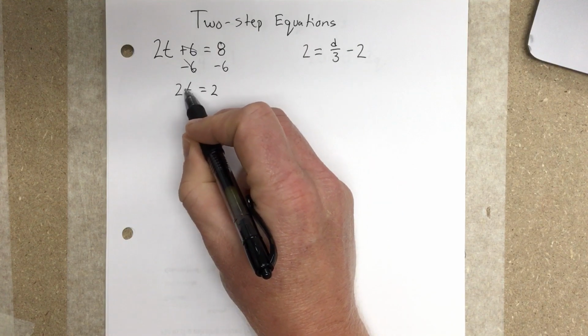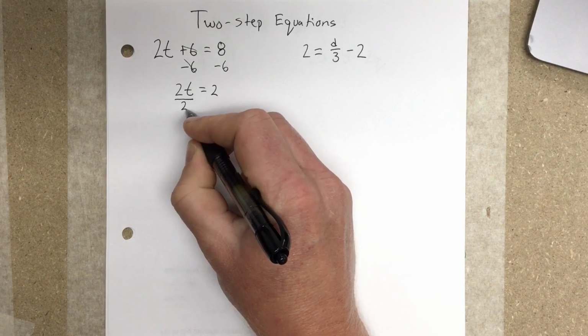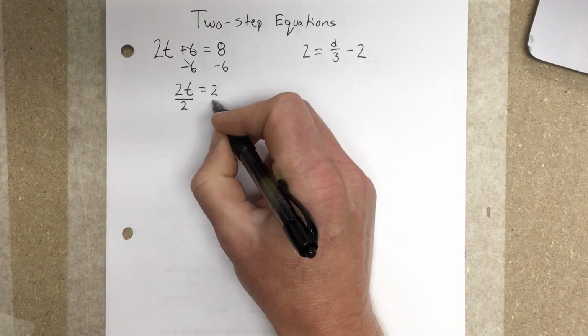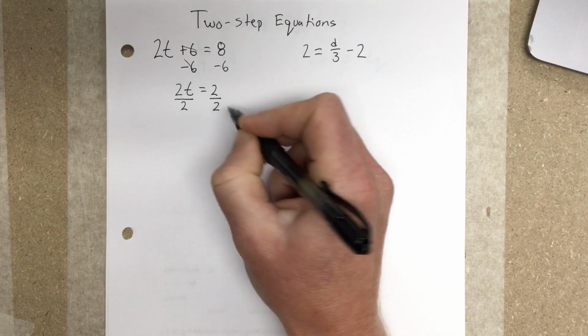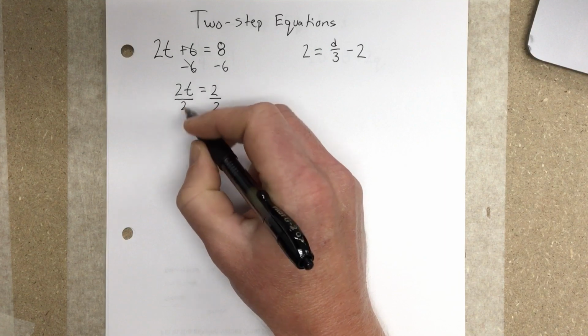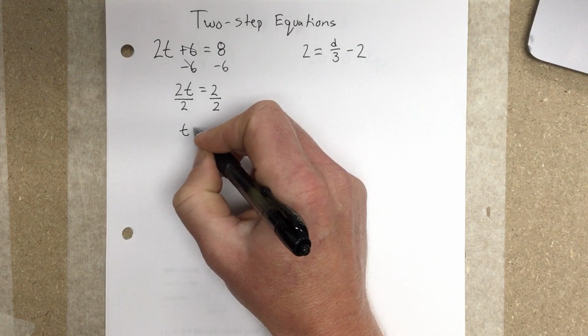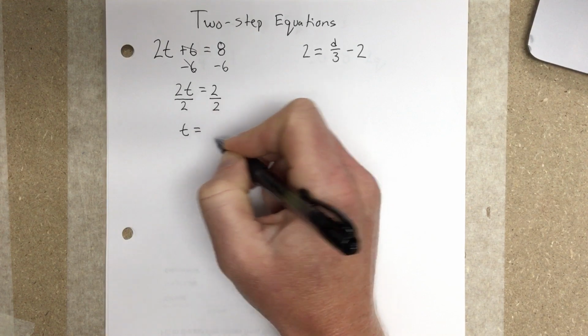Now I have to do the opposite of multiplication, which is division. So I'll divide 2t by 2. And if I divide the left side by 2, I have to divide the right side by 2 to keep the equations equal. 2 divided by 2 is just 1. So I could either write 1t here or just t, because they mean the same thing. And then 2 divided by 2 is 1.